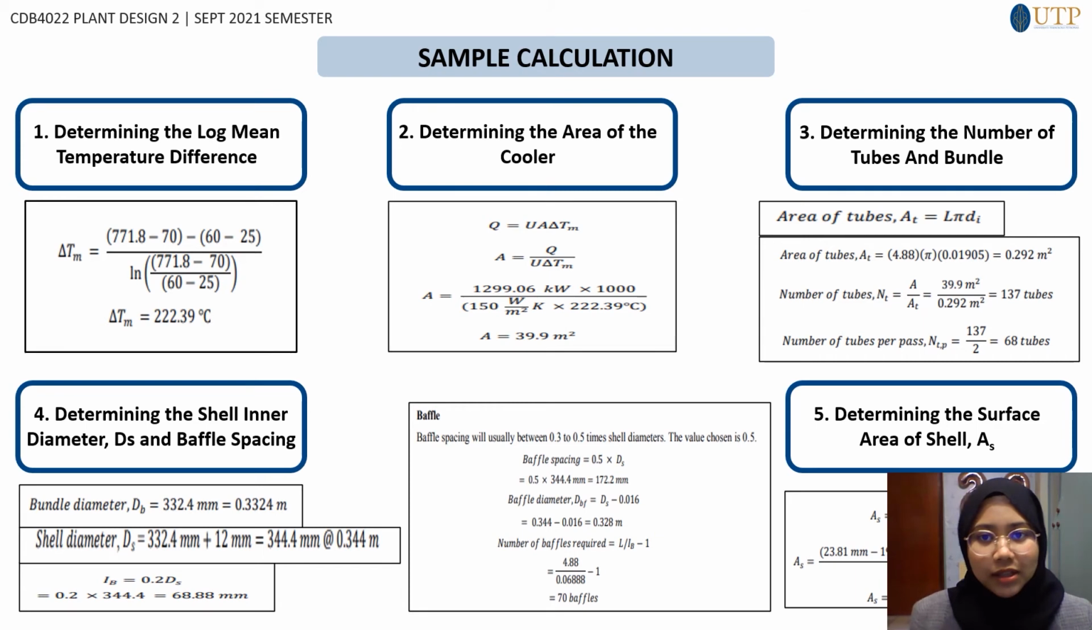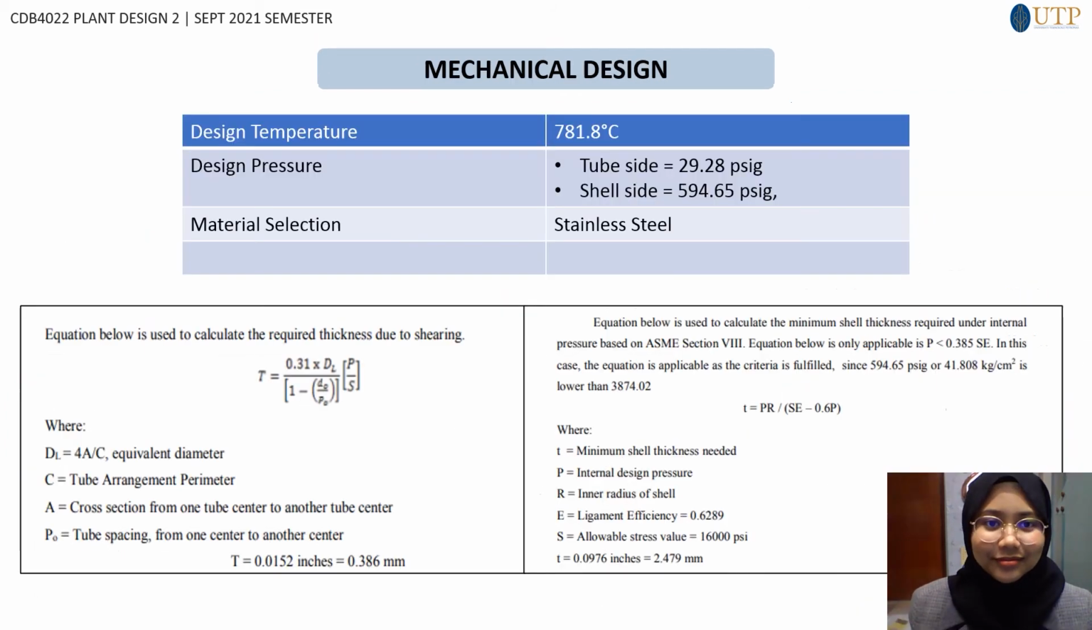Next, the tubes in the selected heat exchanger will be arranged in a triangular pattern. Therefore, the recommended tube pitch, which is the distance between the tube centers, is 1.25 times the tube outside diameter. The equivalent diameter of the shell side, DE, is determined by the tube arrangement and tube pitch.